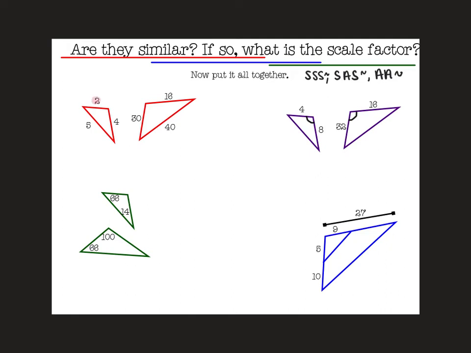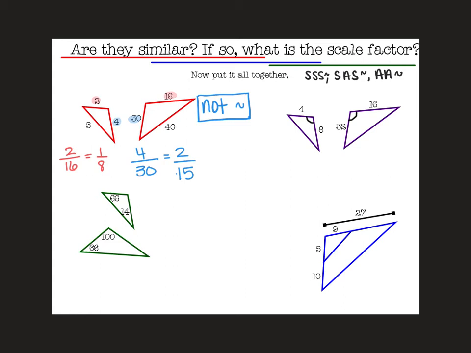So smallest is 2, smallest is 16, 2 over 16 is 1/8. The middle is 4, middle is 30, 4 over 30, 2/15. If they don't match, they're not similar. So stop what you're doing, write not similar. There is no similarity statement. There is no scale factor.